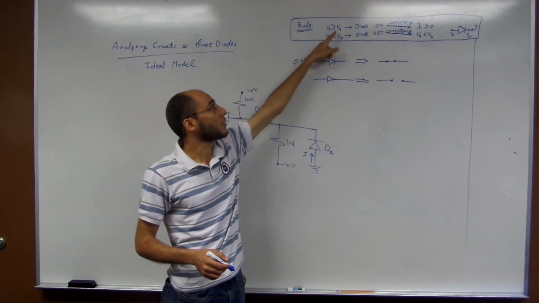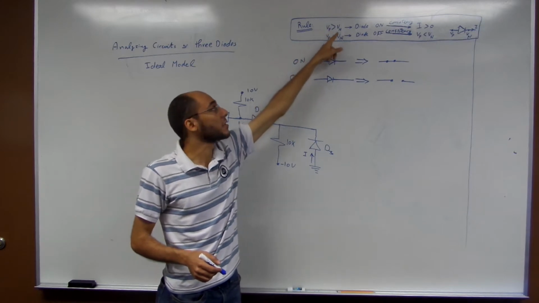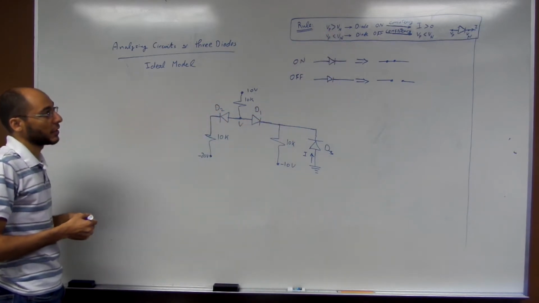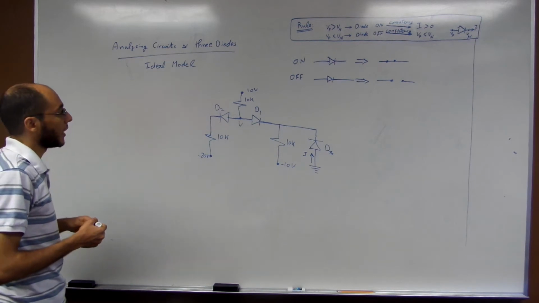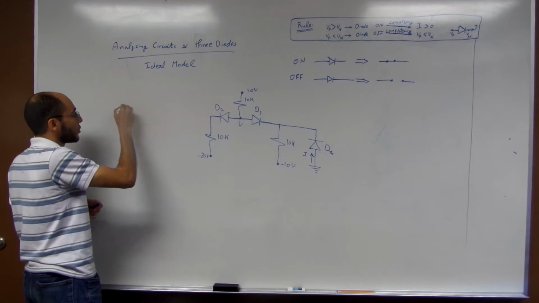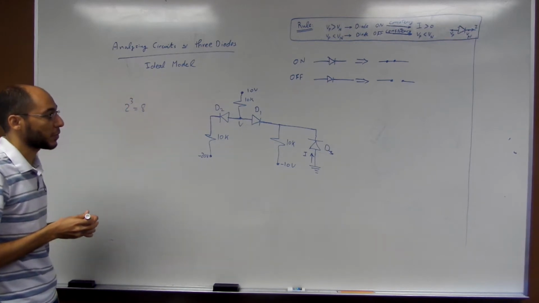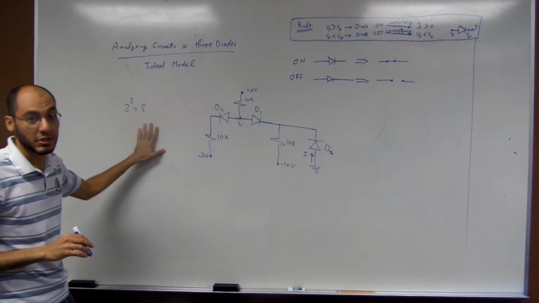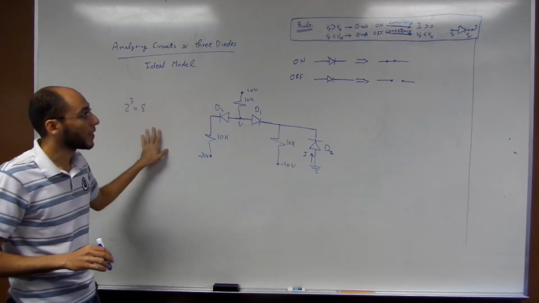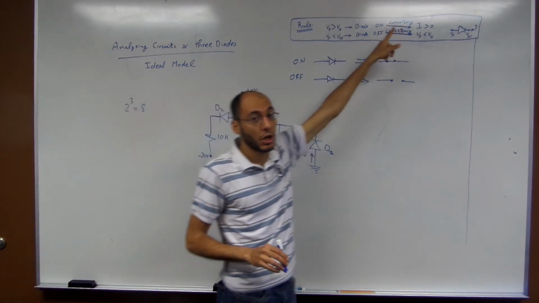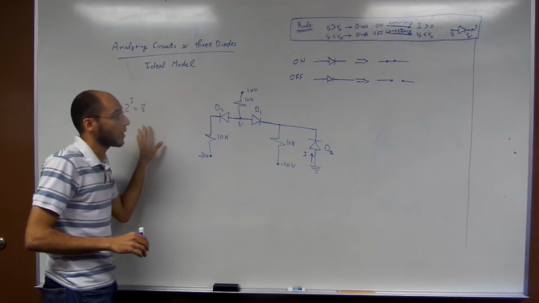How do we find out if it's on or off? If the Vp is greater than Vn, it is on. If the Vp is less than the Vn, then it is off. Alright? And if you want to solve this circuit in a systematic way, you have to search over 2 to the 3 equals 8 possibilities, possible combinations, and analyze the circuit 8 times. And find which one of them has consistency among all diodes. Only one of these circuits will be consistent.